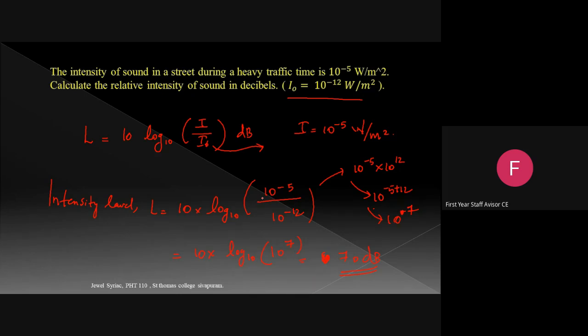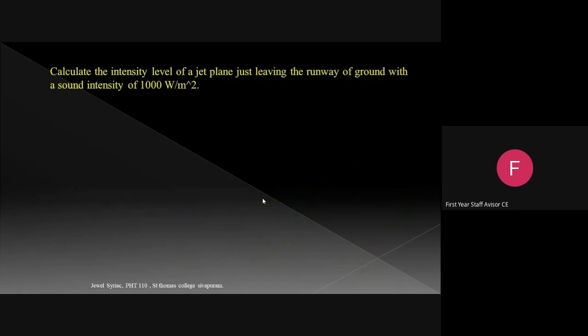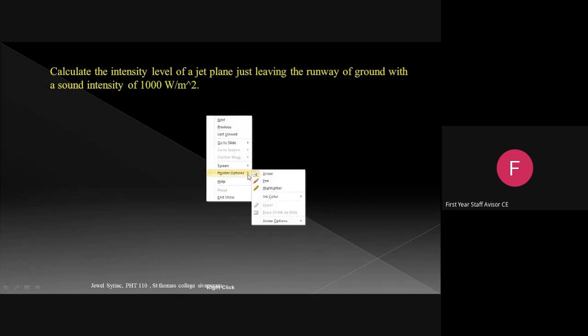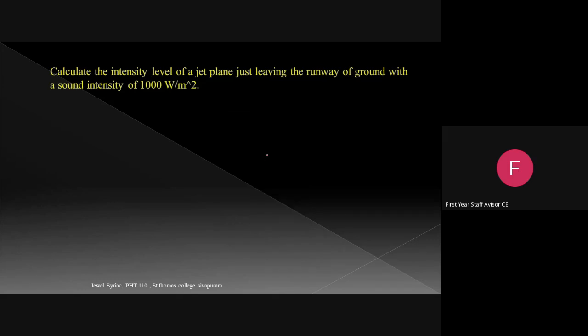So the next question is a similar question. Calculate the intensity level of a jet plane leaving the runway of a ground with sound intensity of 1000 watt per meter square. So write down the question. I0 is not always given. It is not essential to give the threshold of minimum in the question. So what is the threshold of minimum, the intensity of the faintest sound that we can hear? That's I0, equal to 10 raised to minus 12 watt per meter square.